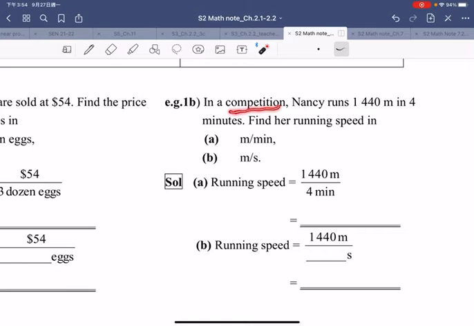So in the competition, Nancy ran for 1,440 meters in 4 minutes. Find her running speed. So this time there are two different kinds of units. So first one is simple. We divide the 1,440 meters by 4 minutes, which is 360 meters per minute.